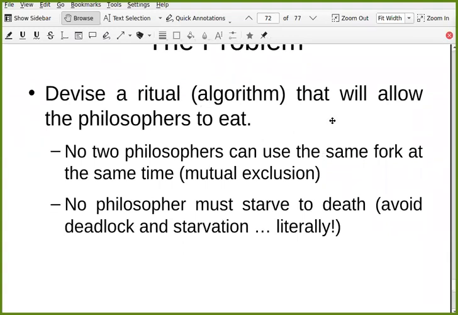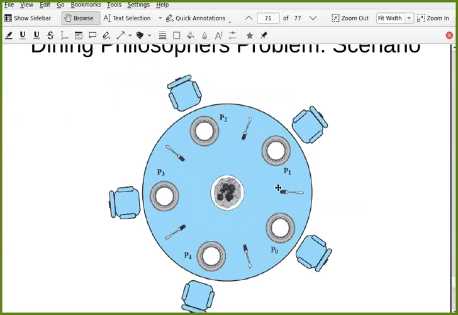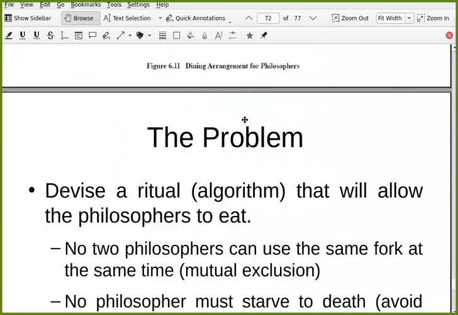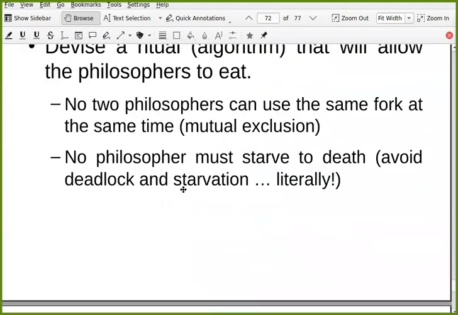You need to find an algorithm that will allow the philosophers to eat. No 2 philosophers can use the same fork at the same time. That means mutual exclusion is required. For example, if there are 2 philosophers here and here, they cannot use the same fork. So mutual exclusion is required. And no philosopher must starve to death. That means avoid deadlock and starvation.